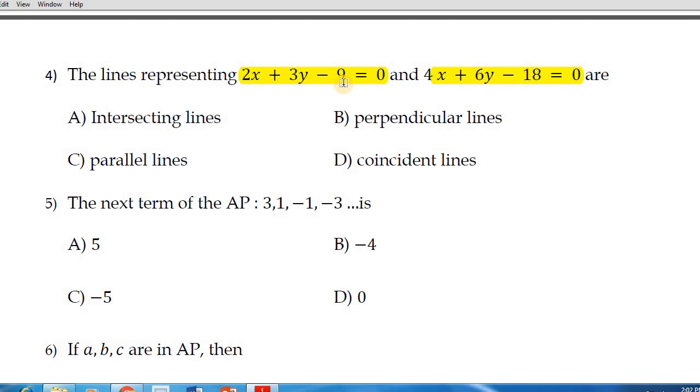Means all ratios are equal. So it means for which lines do we get all ratios equal? That is for coincident lines. When the lines are coincident, we'll be having infinitely many solutions.